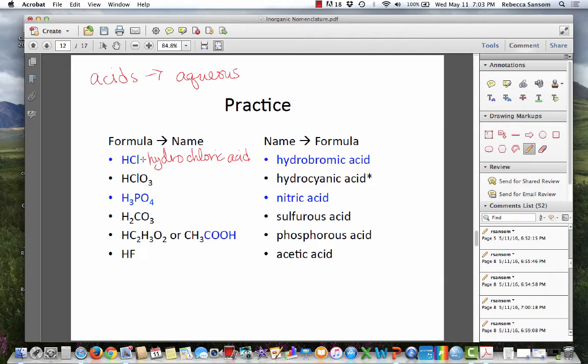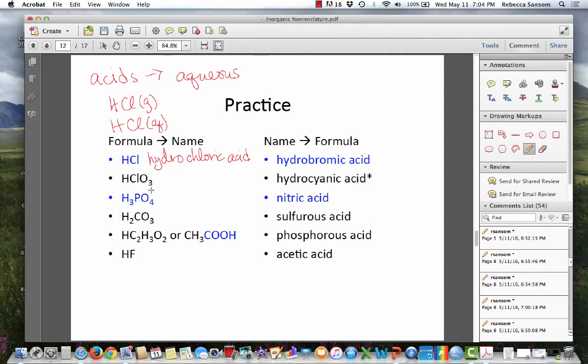Hydrogen chloride is a gas. So if you see HCl gas, you need to name it hydrogen chloride. If you see HCl aqueous, you need to name it hydrochloric acid, because when it's dissolved in water, it behaves this way as an acid. That's true for several of these very small acids. Like hydrogen bromide, for example, you could have as a gas.